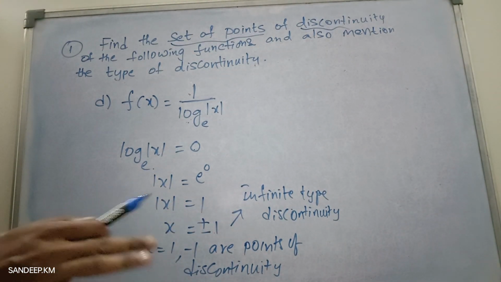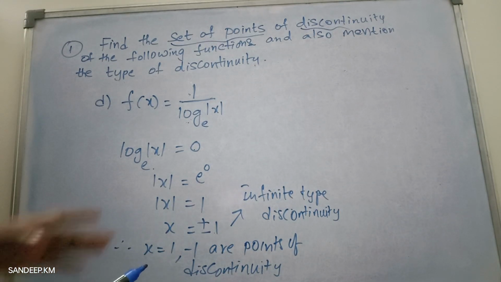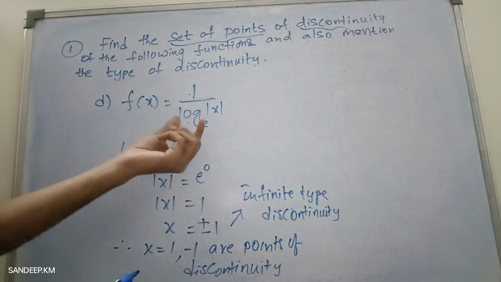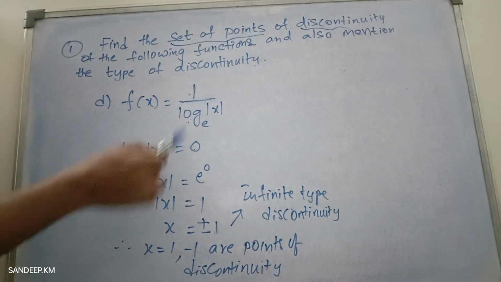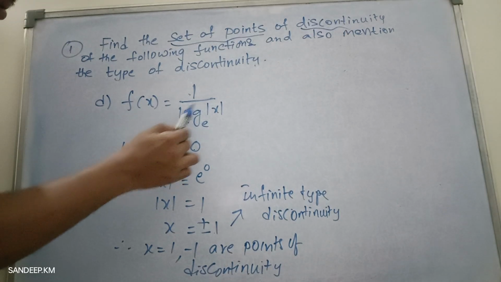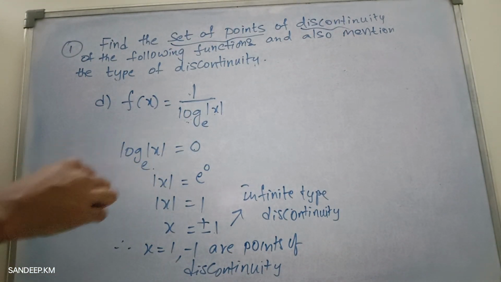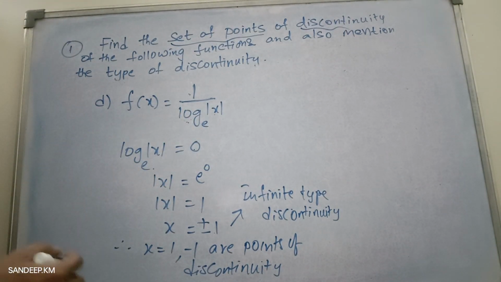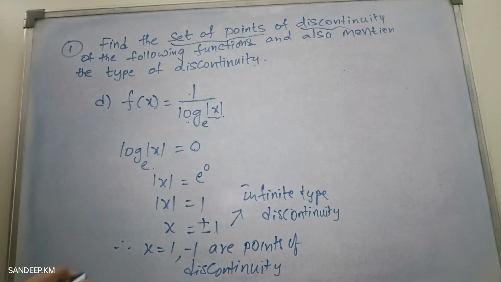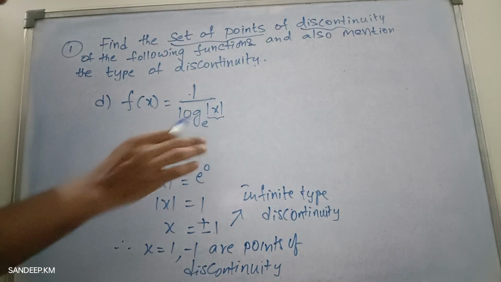Okay, now, but the problem is not over. Yes, of course, the function is discontinuous at the values of x where the denominator is 0, but it is a logarithmic function. What is the domain of a logarithmic function? That also we have to work out. Okay, now what is the domain of a logarithmic function? Log of a function is there, right? Log of something, that something must be positive.